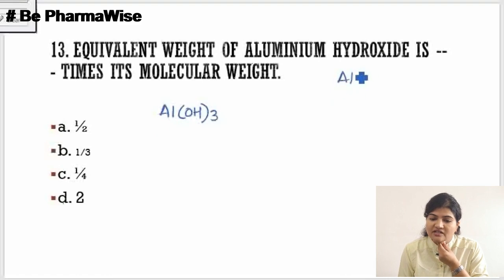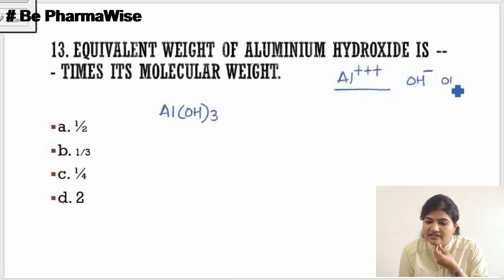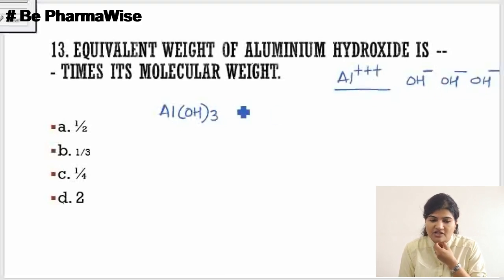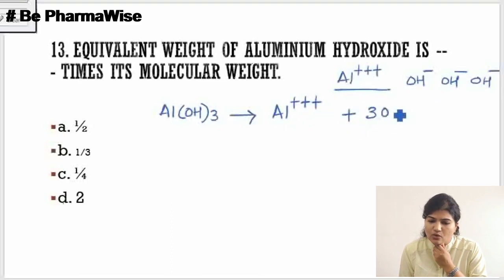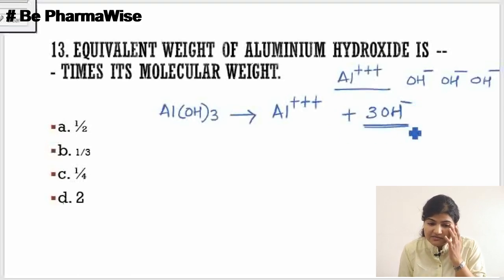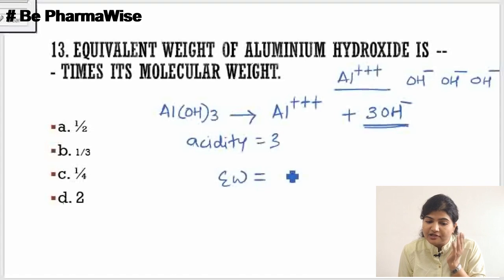Aluminum, you know, it is +3, and OH, you know, it is -1. So obviously for one aluminum you will need 3 OH minus, so the formula becomes Al(OH)3. And when it dissociates, it will obviously give you Al triple plus and 3 OH minus. So it is producing 3 OH minus, means it is a base and its acidity is 3. So its equivalent weight will be molecular weight upon 3.